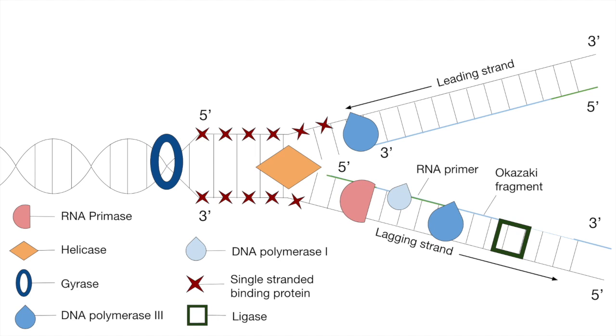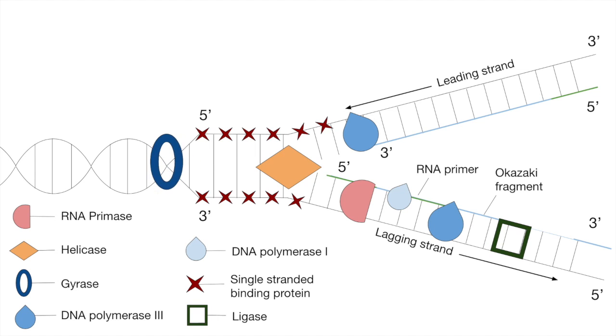RNA primase is responsible for placing RNA primers along the DNA strand to give DNA polymerase III a site to bind to. The presence of RNA primers is necessary because they provide the 3' OH that DNA polymerase III is able to bind to in order to begin the replication process.